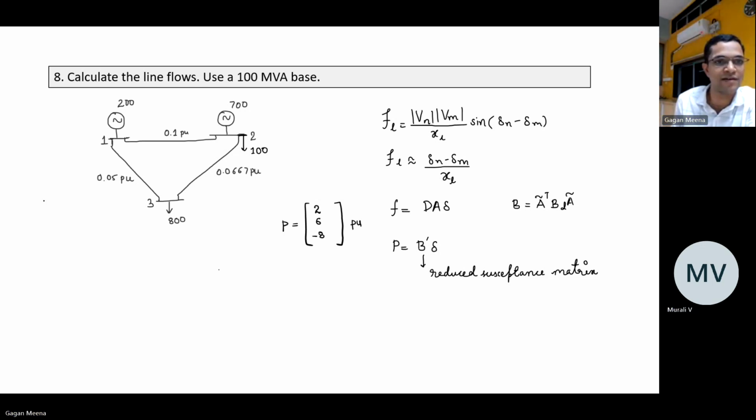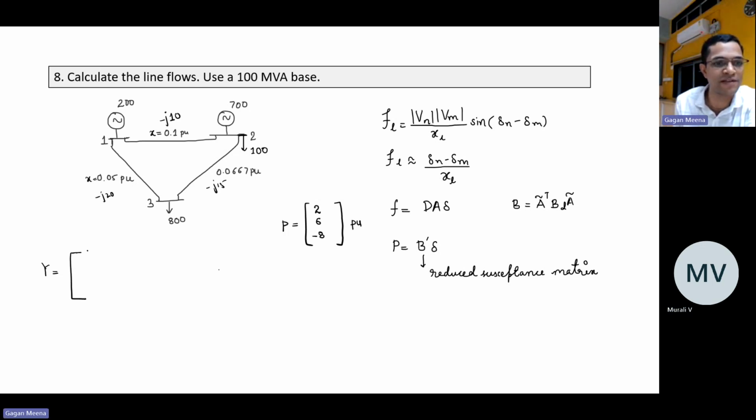Now, if we calculate the Y bus here, let's say, what will be the Y bus? Let us first write these. These are 1 per unit. These are X values: -J10, -J20, and -J15.